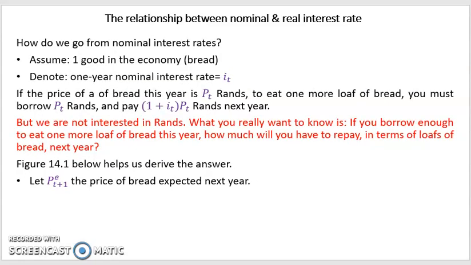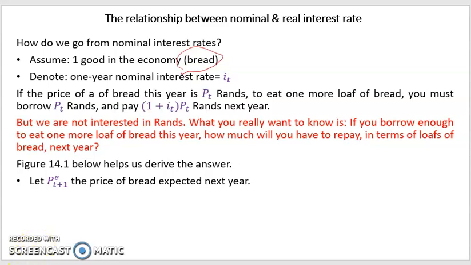So what is the relationship between nominal and real interest rates? Or rather, how do we go from the nominal interest rate that we do observe to the real interest rate, which is typically not observed? The intuitive answer is that we must adjust the nominal interest rate to take into account expected inflation. So let's go through this step by step. First, we make a few assumptions. We assume that we live in an economy with one good. Say maybe that good is bread.